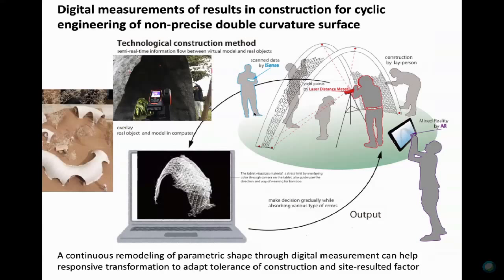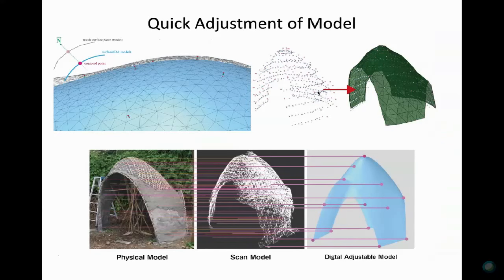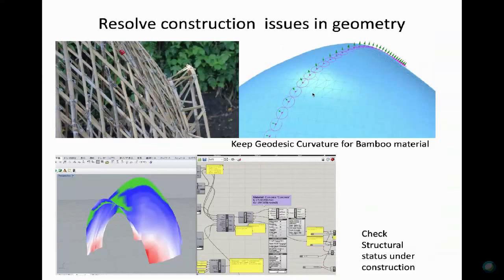And I used very simple and cheap scanner and computational model. So in that case, the computational model has a certain requirement to be very easy to adjust for the difference between the reality and the original design. So we keep on comparing the scanned model and the reality and back to the digital model.